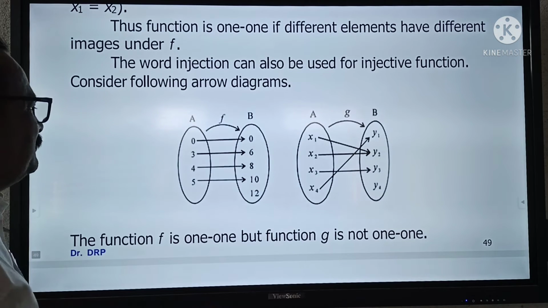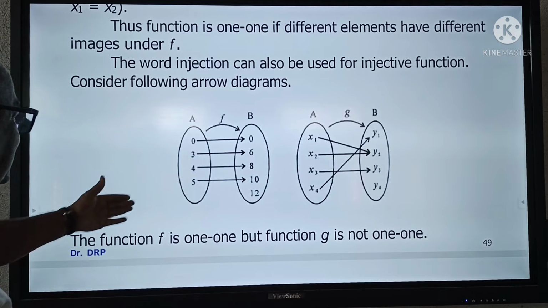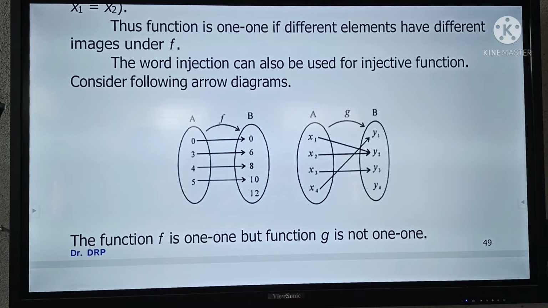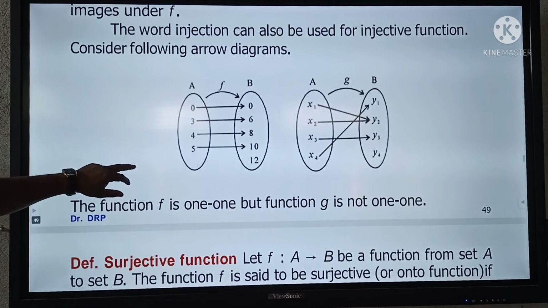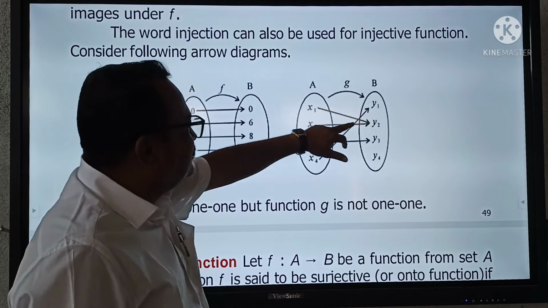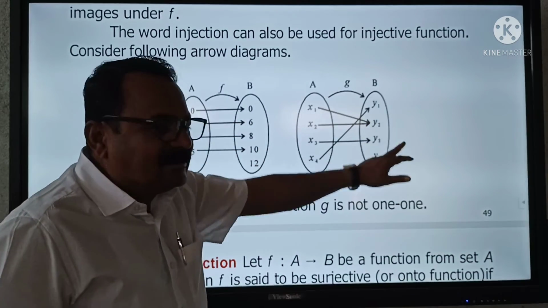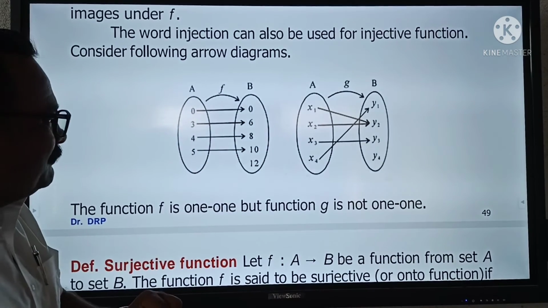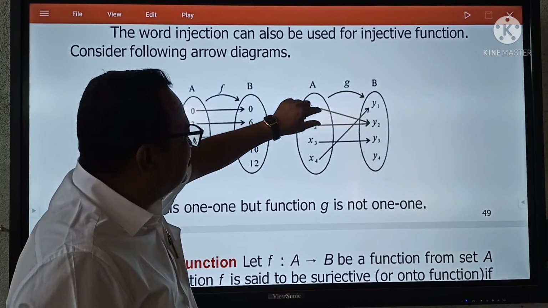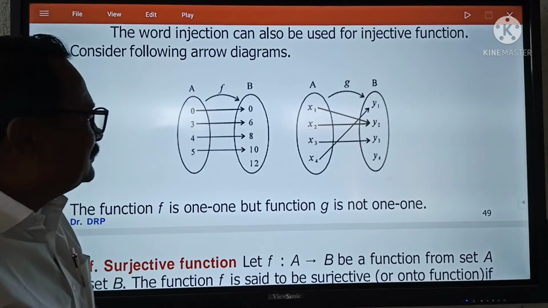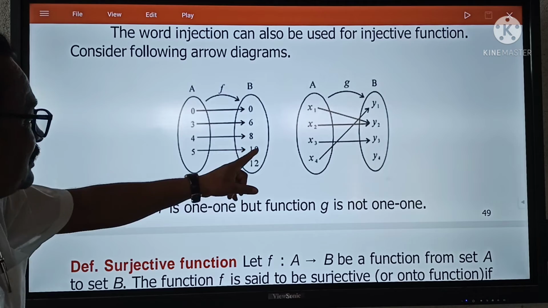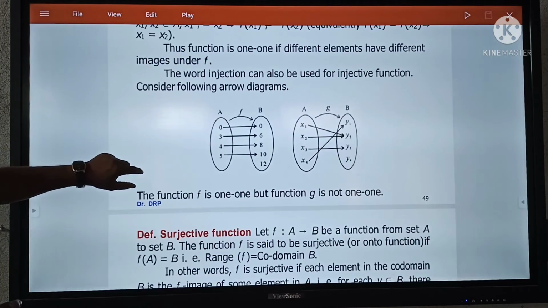In the figure, f from A to B is one-one but g is not one-one. See the figure and understand carefully the definition of a one-one function. Here x1 is related with y1 and x2 is related with y2. In g, two elements are related to the same element, so this is many-one. This is not one-one, but this is a one-one function.